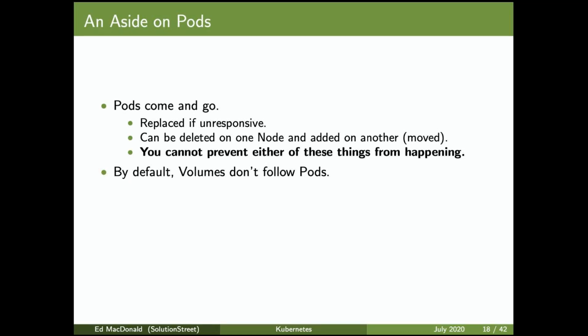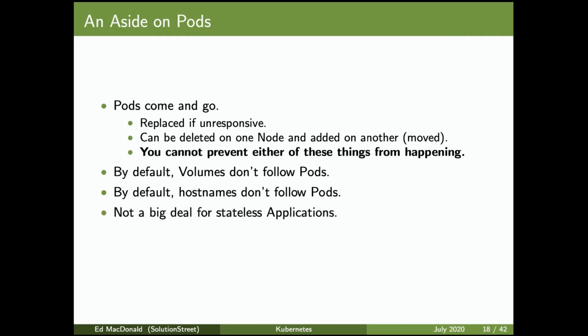So when these two types of things happen, when Kubernetes kills a pod, or in particular when it moves it, by default, the volumes that it had on the first node don't follow it to the second node. By default, the new pod that starts up doesn't have the same host name as the previous pod. This is not a big deal for our stateless application or any stateless application. However, this definitely needs to be addressed for the stateful application I just talked about, because as we mentioned, it is saving something to disk. So if it gets moved to another node, it needs to be able to mount that same disk.